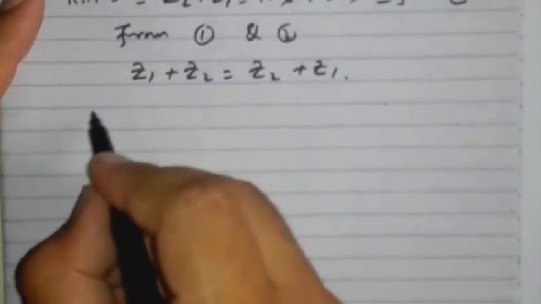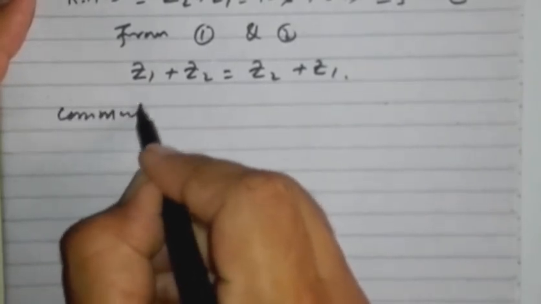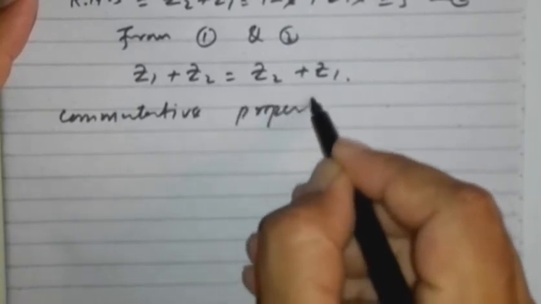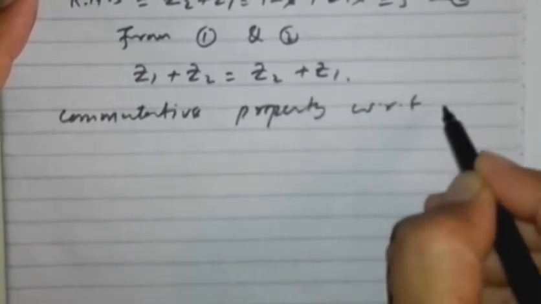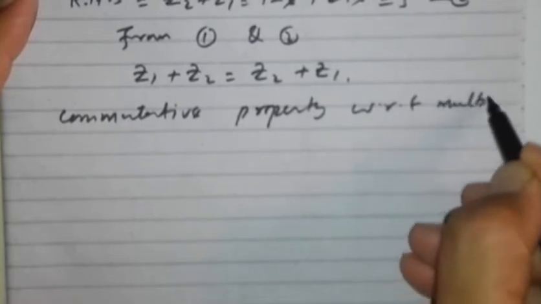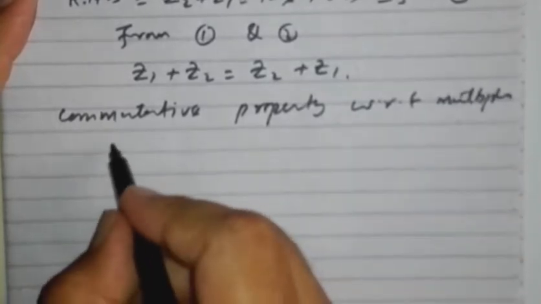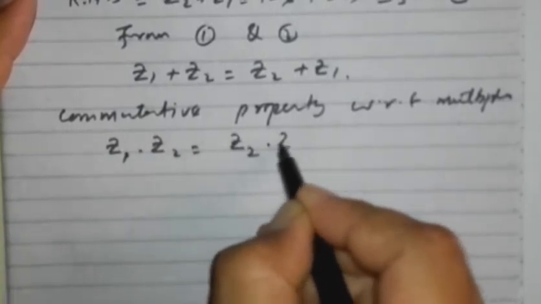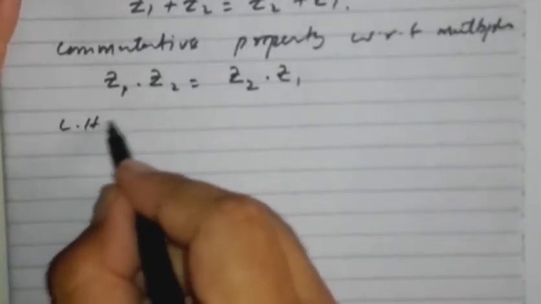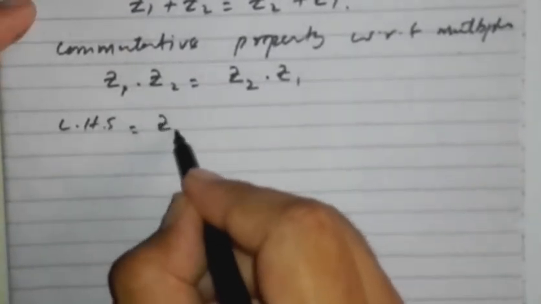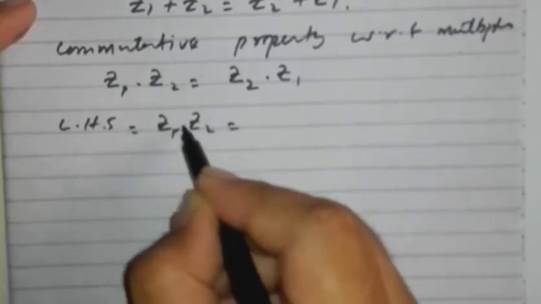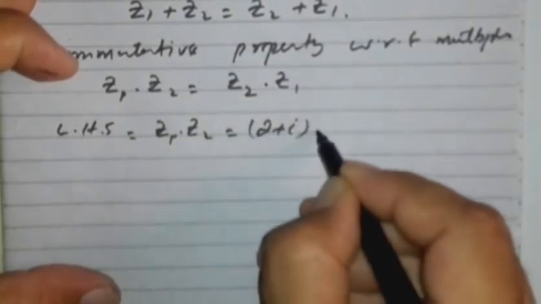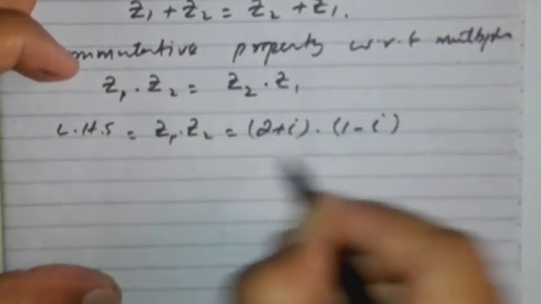Now commutative property with respect to multiplication, which is Z1 into Z2 is equal to Z2 into Z1. Left hand side is equal to Z1 into Z2. Z1 is 2 plus iota into 1 minus iota.